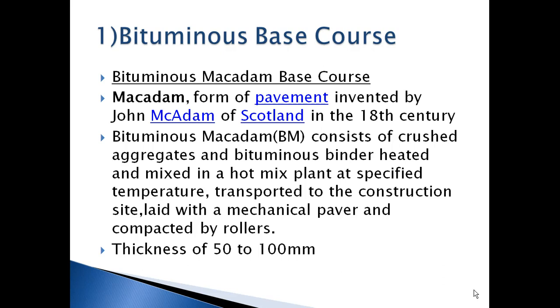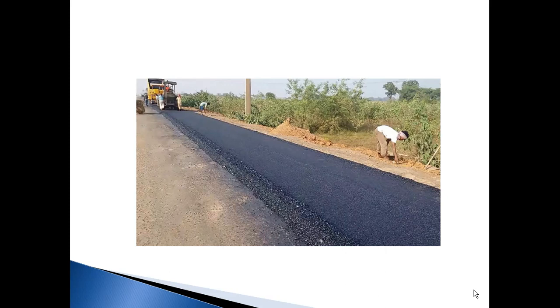Bituminous macadam consists of crushed aggregates and bituminous binder heated and mixed in a hot mix plant at specified temperature, transported to the construction site, laid with a mechanical paver and compacted by rollers. Its thickness is around 50 to 100 mm. So this is how the bituminous macadam base course looks like.